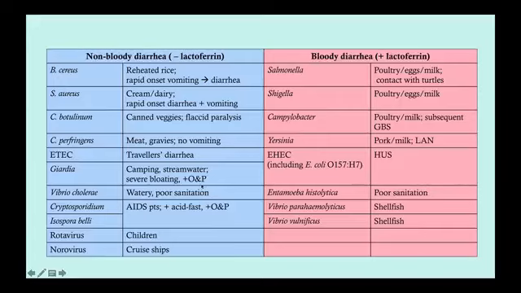If you get an ova and parasites, which you should always do if you don't really know what the cause of the diarrhea is and you think it might be important, you get your stool lactoferrin and get your ova and parasites. The ova and parasites will come back positive because Giardia is a parasite.